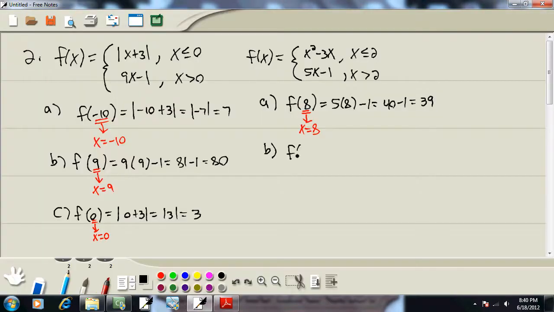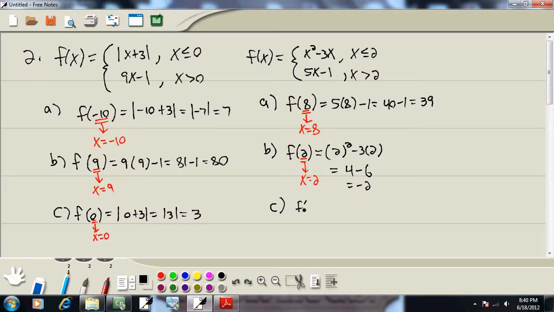f of 2. Again, the number inside the parentheses is our x, so they're telling you here x is equal to 2. I come up here, is 2 less than or equal to 2, or is 2 greater than 2? Well, it's not greater than, it's not less than, but it is equal to, so we'll plug it into our first piece. Wherever we have an x, we'll put in parentheses, and then plug in that number. So we'll put 2 in there. Now 2 squared is 4, minus 3 times 2 is 6. 4 minus 6 gives us negative 2.